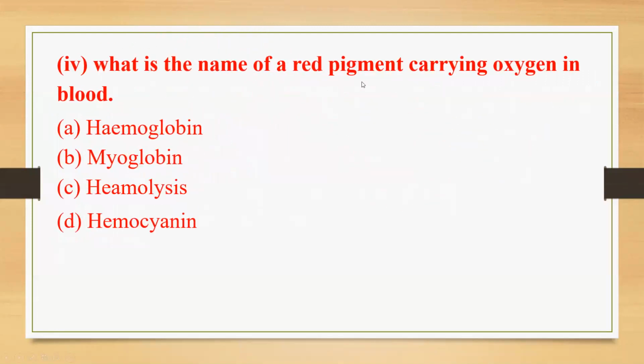What is the name of the red pigment carrying oxygen in blood? Yes, there is a reason why the blood is red in color, because there is one pigment that is called hemoglobin. That is called hemoglobin.